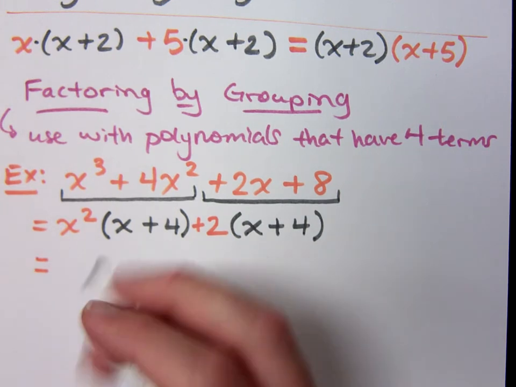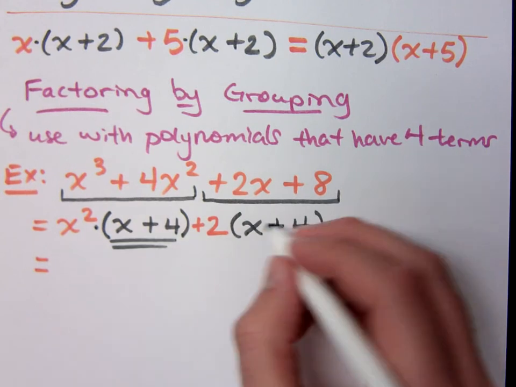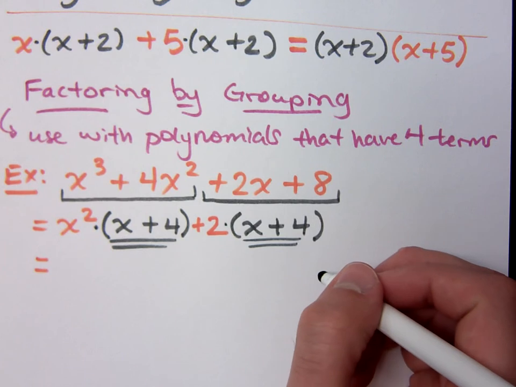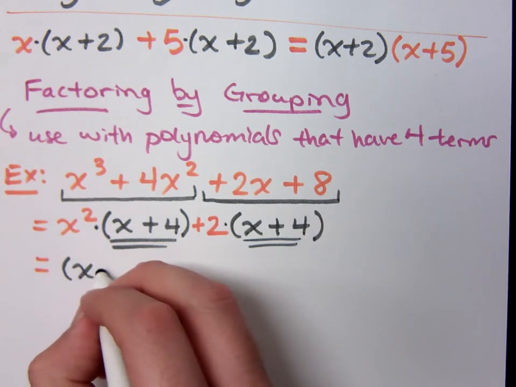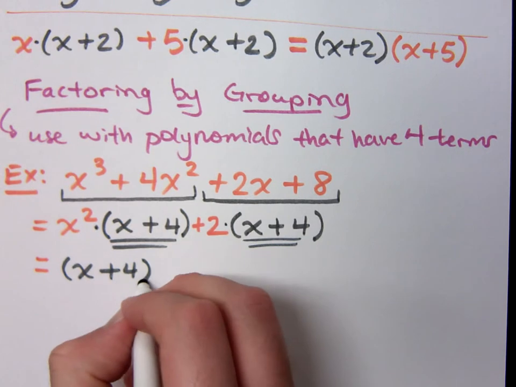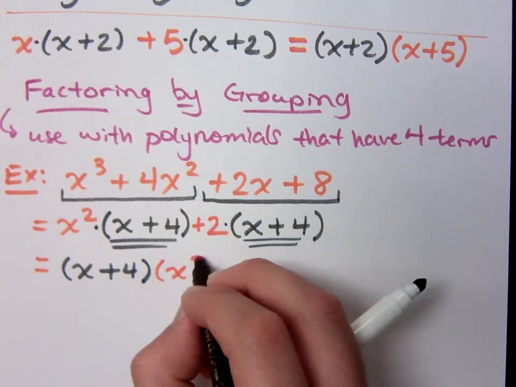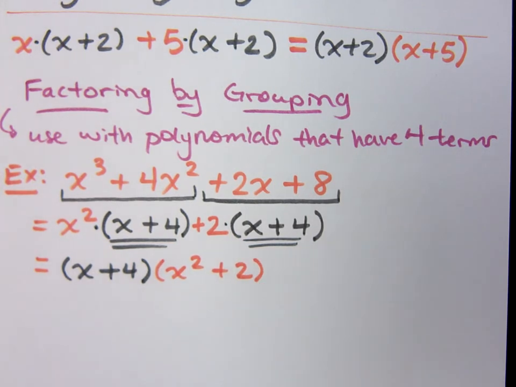You see that both of these terms contain a factor that's part of the multiplication, that is x plus 4. So what do you think I'm going to do with that? I'm going to write that up front, so that's x plus 4. What's the other stuff? It's x squared plus 2. So I'm treating that binomial as my common factor that I'm going to write up front.